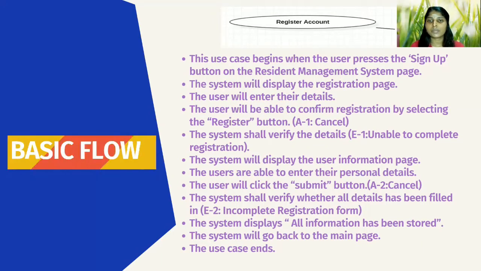The system will display the user information page, and then the user is able to enter their personal details such as their IC number, their full name, and so on. The user will click the submit button. Alternative 2 is cancel, and then the system should verify whether all details have been filled in. Exception 2 is incomplete registration form. The system displays that all information has been stored, and then the system will go back to the main page. Lastly, the use case ends.